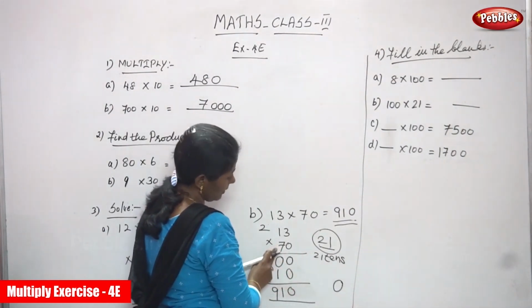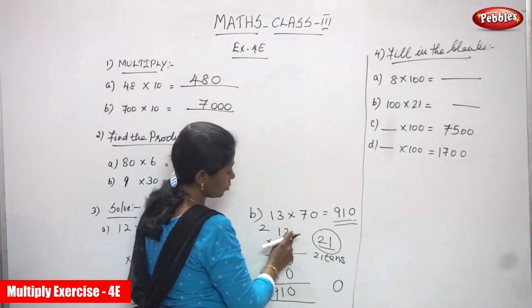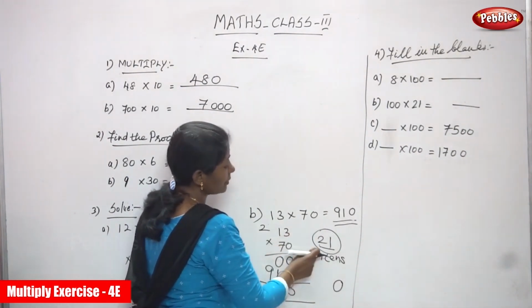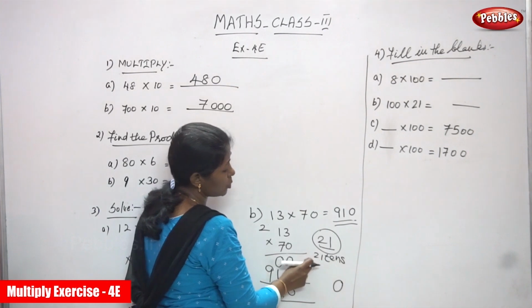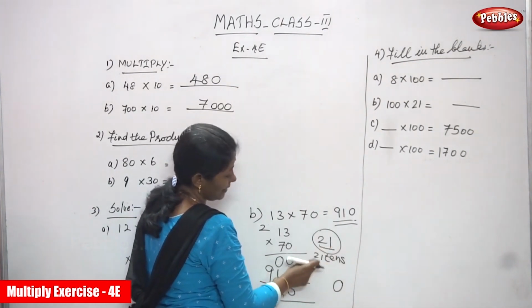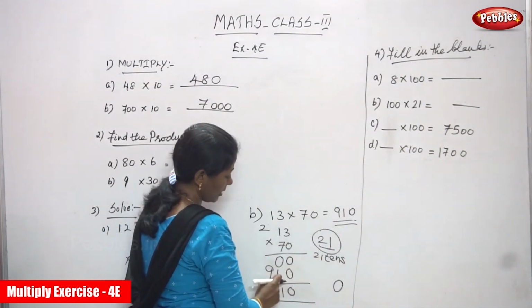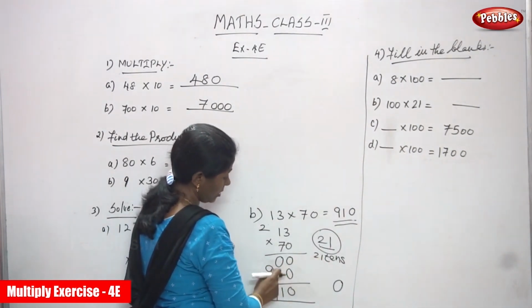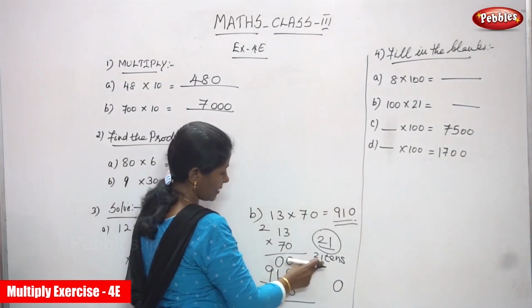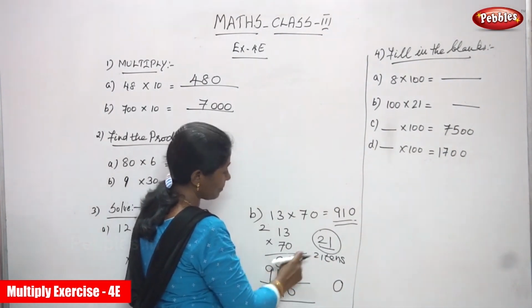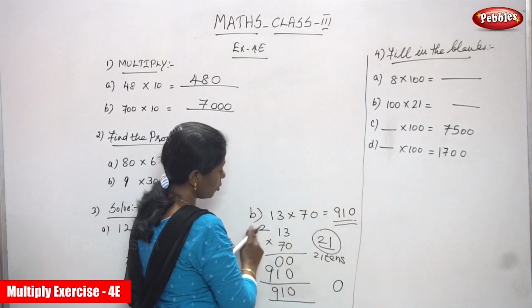So now I'm going to multiply by 10. 7 into 3, 7 3s are 21. That is called 21 tens, that is 1 ten and 2 hundreds. That is the right method. So 1 ten I've written in the tens place. The remaining 2 goes to the hundreds place.